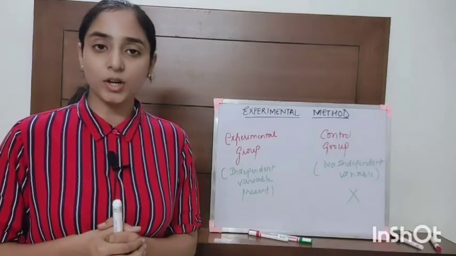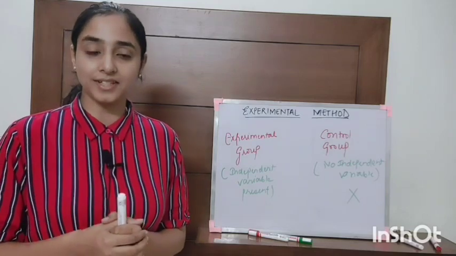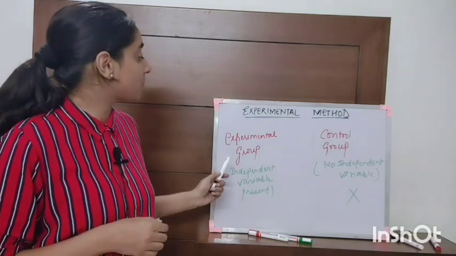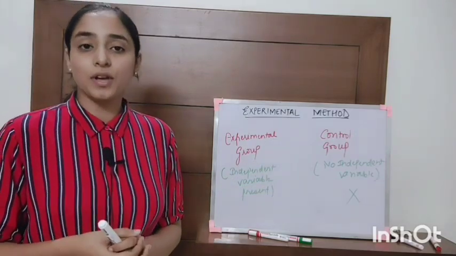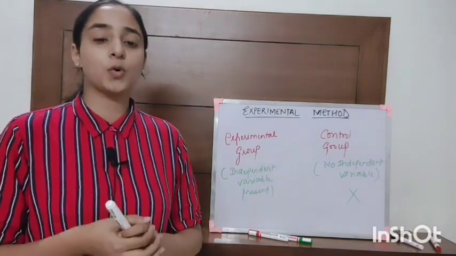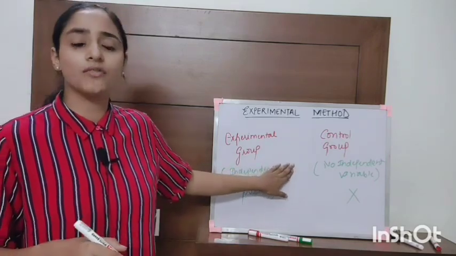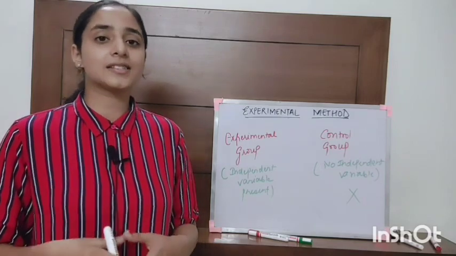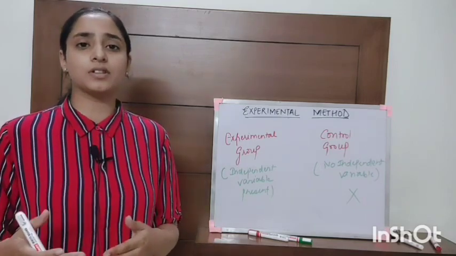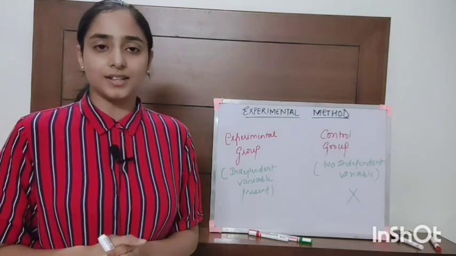So there are two more terminologies that we usually come across when we discuss experimental method. The first is the experimental group and the second is the control group. The experimental group is the one which is exposed to independent variable manipulation, and the control group is the one which is not exposed to any independent variable manipulation. Yes, there can be some extraneous variables like noise, but these can be controlled under laboratory settings.